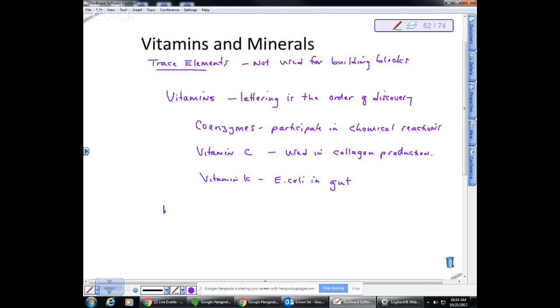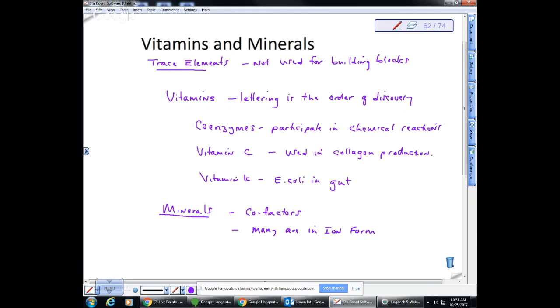Okay, so when we talk about minerals, right, these are generally not coenzymes, but they're cofactors. So what this means is that they are oftentimes involved in physiological mechanisms. So they're important factors, but it's not like an enzyme. And so a lot of these minerals are ionized. So they're in their ion form. So many are in ion form.